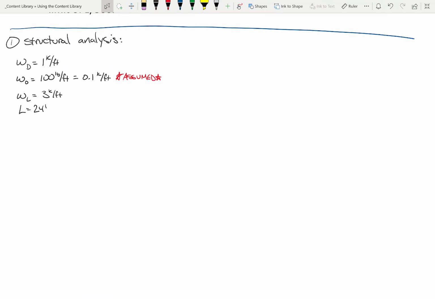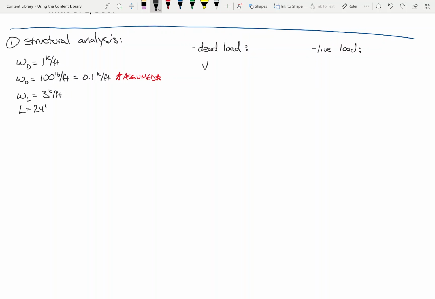Okay, so this is our problem. A simply supported beam, uniformly distributed load, pretty straightforward. So let's see if we can chug out some responses here. And at this point I'm hoping that this is pretty straightforward. In other words, we don't need to be hyper formal with our substitutions.